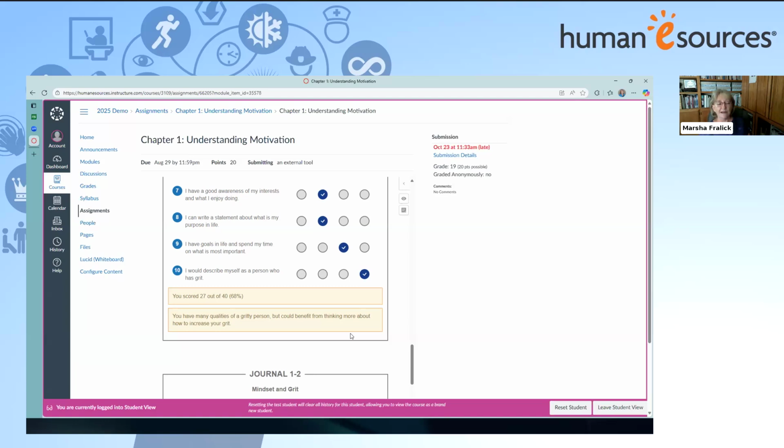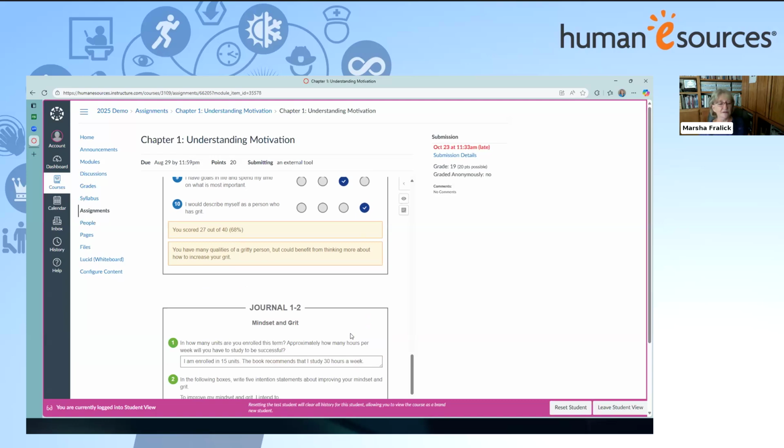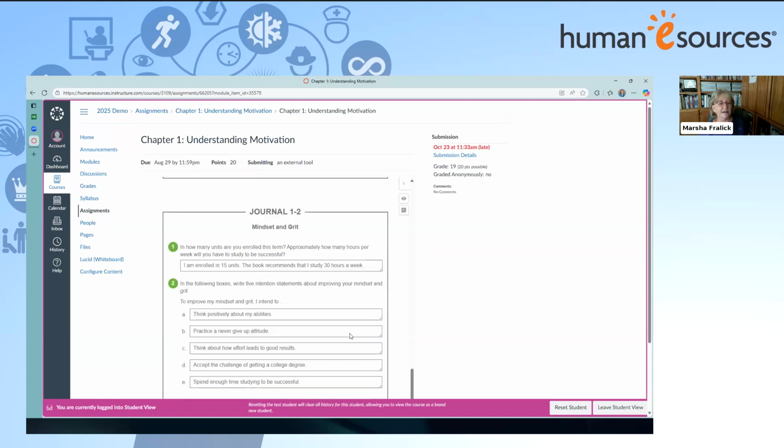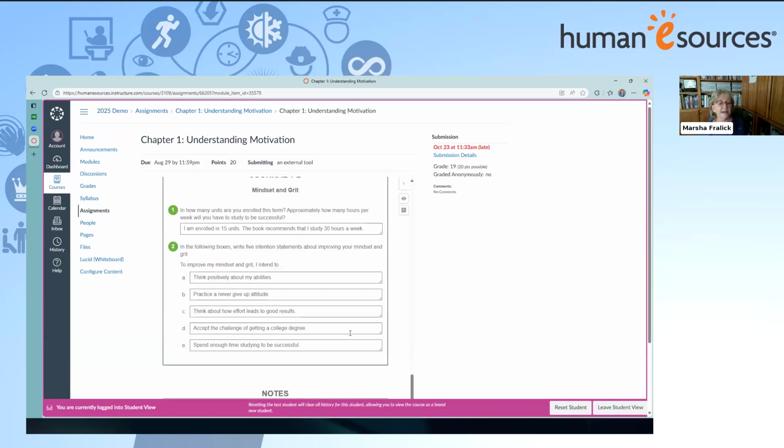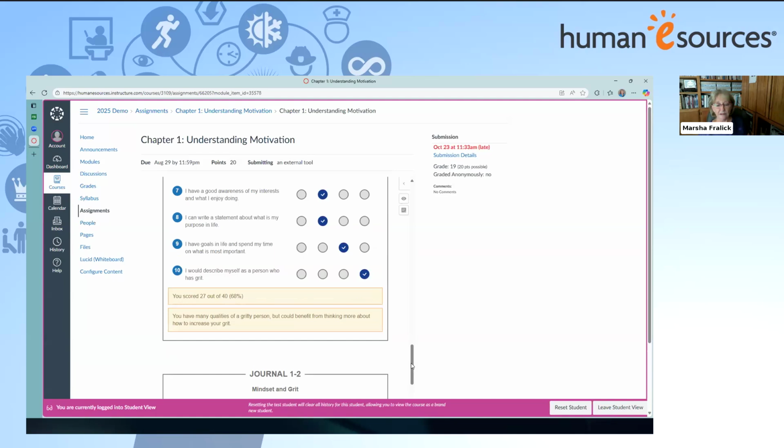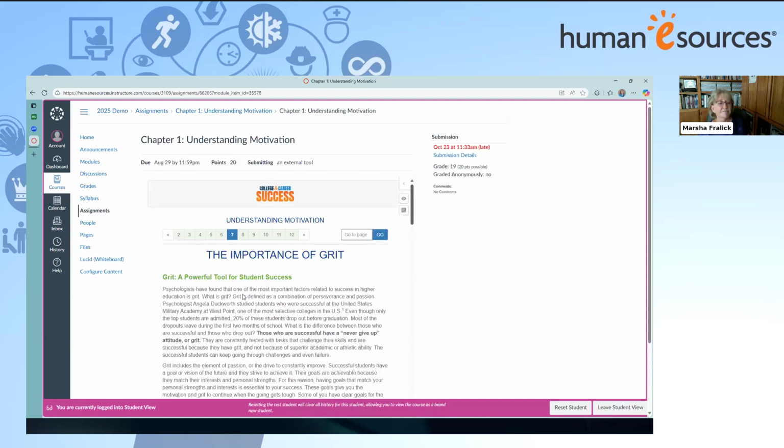So immediate feedback, that's something important, and then a comment to the student. And then again, there is a journal entry, and I ask students to write 5 intention statements about improving their mindset and grit. And I can see this material online. I'll show you the faculty point of view here when I finish some of the sample from the student.